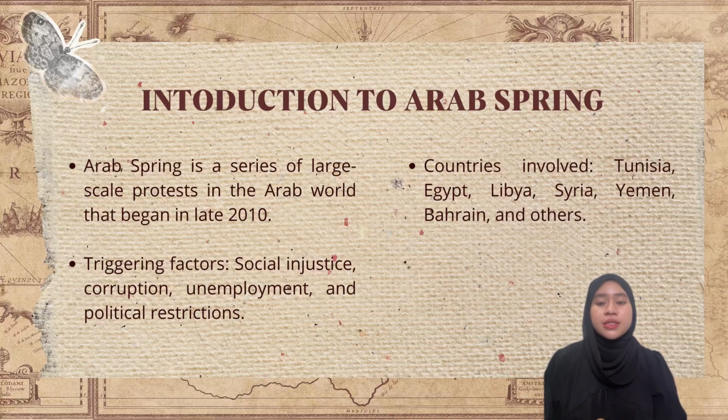The second factor is corruption. Governments in these countries were often seen as corrupt, with leaders accumulating wealth and power while the general population suffered. This contributed to a sense of frustration and betrayal among citizens.